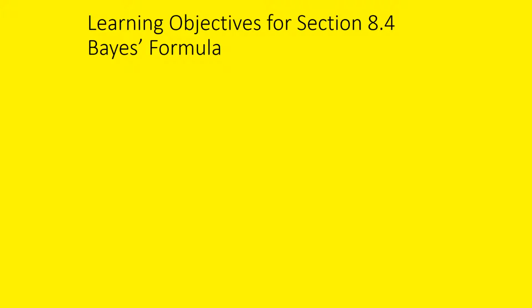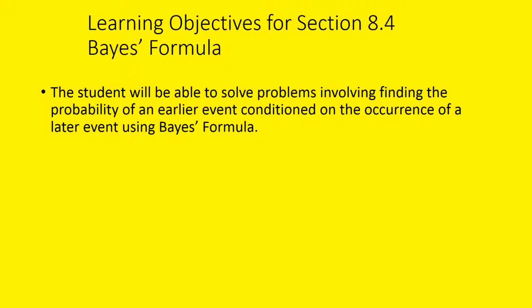So objectives. Student will be able to solve problems. Just be ready for that. Involving finding the probability of an earlier event conditioned on the occurrence of a later event using Bayes' formula, also known as Bayes' rule.